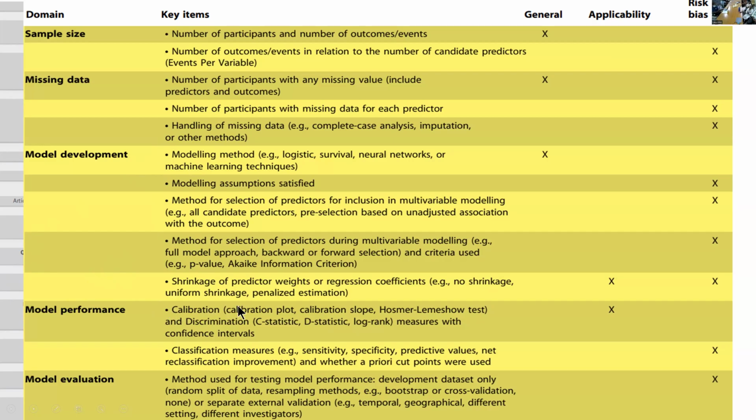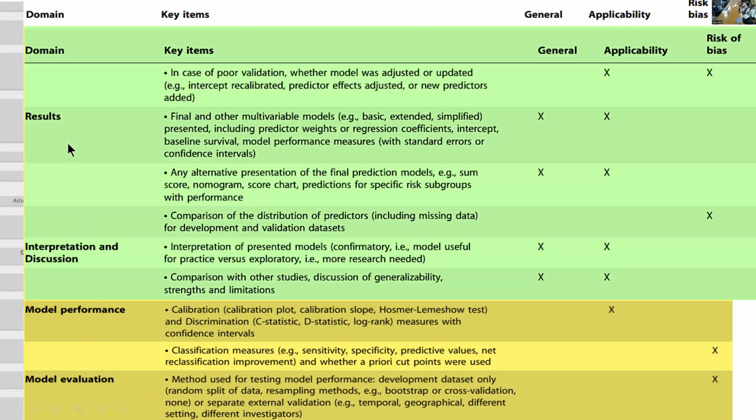I told you calibration, discrimination, sensitivity, specificity, and the model evaluation. Did I develop the model in one data set and evaluate it on a separate data set? Or did I take one data set and divide it into two? Last week we have taken that. So there are different methods of model evaluation. That's what the question is asking.